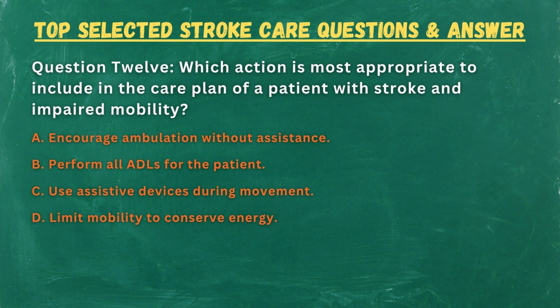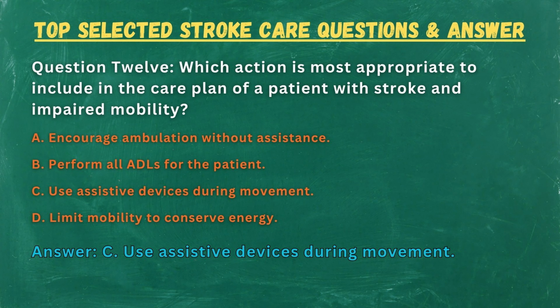Question 12. Which action is most appropriate to include in the care plan of a patient with stroke and impaired mobility? A. Encourage ambulation without assistance. B. Perform all ADLs for the patient. C. Use assistive devices during movement. D. Limit mobility to conserve energy. Answer. C. Use assistive devices during movement.